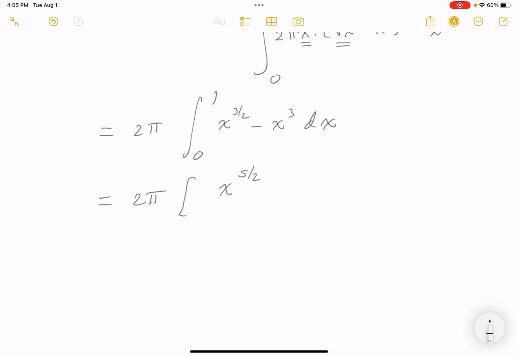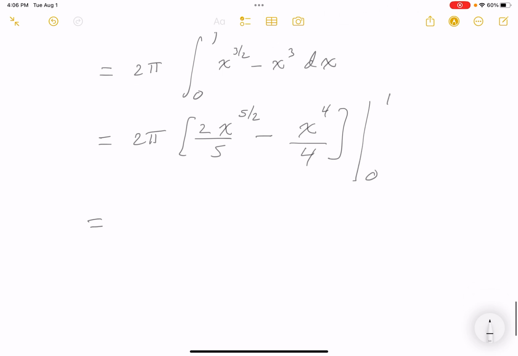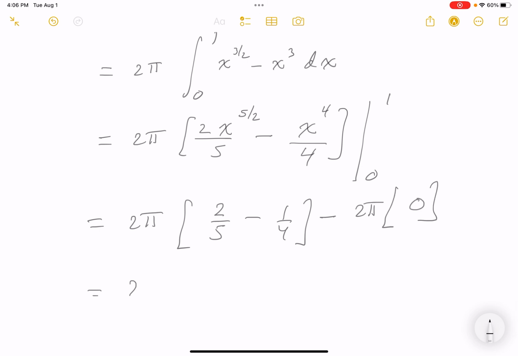You're going to divide by 5 halves or multiply by its reciprocal, which is 2/5, minus x, increase the exponent by 1, divide by the new exponent, which is 4. Limits of integration, 0 to 1. Got to pop it in now, 2 pi. That's going to be 2/5 minus 1/4. Boy, that was simple. 2 pi. And if you evaluate the lower limit, both of those terms are 0. So what do you get over here? 2 pi.